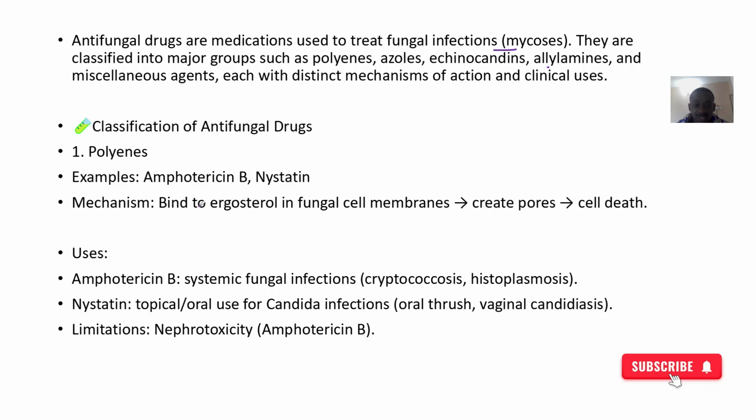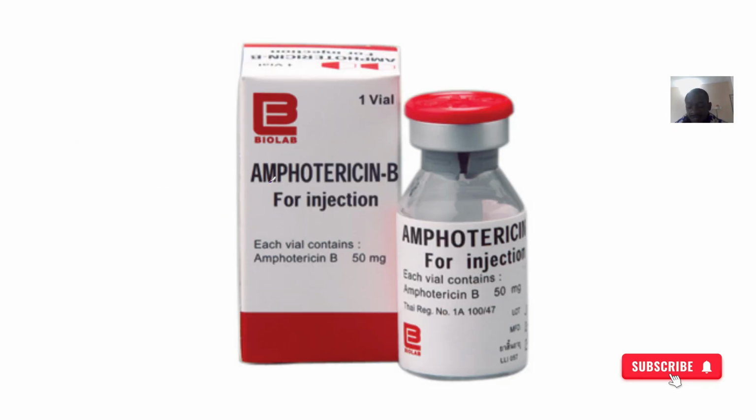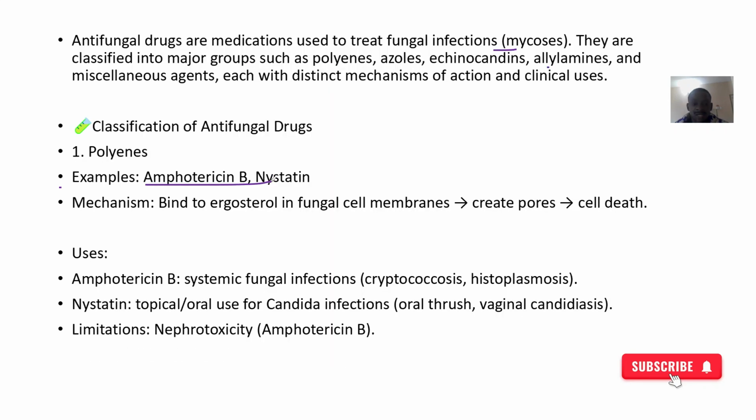So examples of polyenes, we have drugs like Amphotericin B and Nystatin. This is Amphotericin B. Okay, so how do these drugs actually take their activities against fungi? They bind to the ergosterol in fungal cell membranes, and they create holes in the membranes. So this will now lead to cell death. Okay, so Amphotericin B can be used in treating systemic fungal infections. That's basically fungal infections that are affecting the body at large. Then Nystatin is mainly for candida infections that could affect the genitals, the mouth, and all of that.